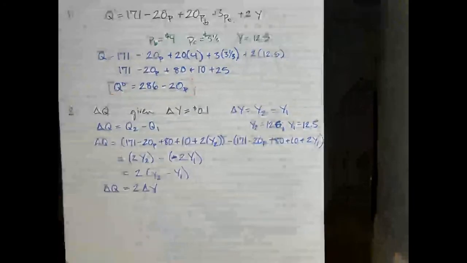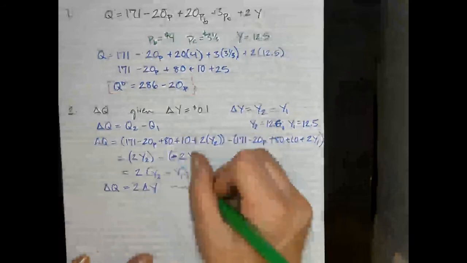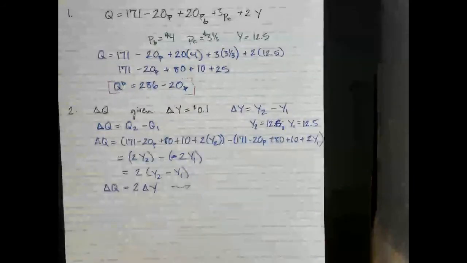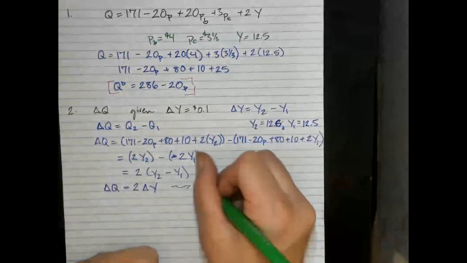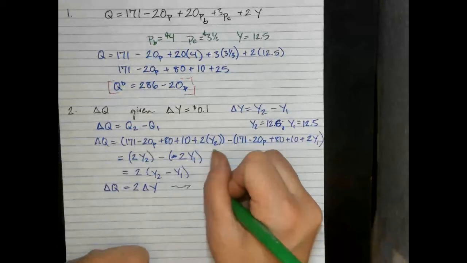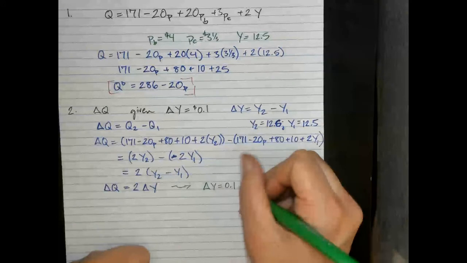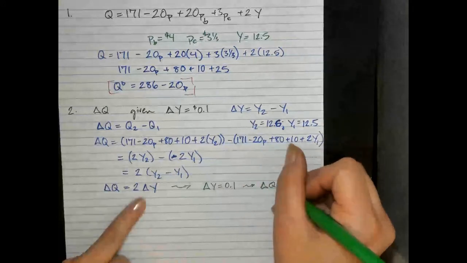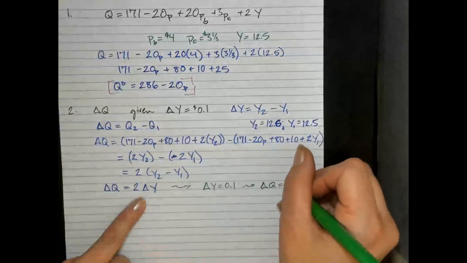What this means for us is if we have a change in y of 0.01, we're going to expect to see a change in Q that's twice that, or in this case, 0.02.